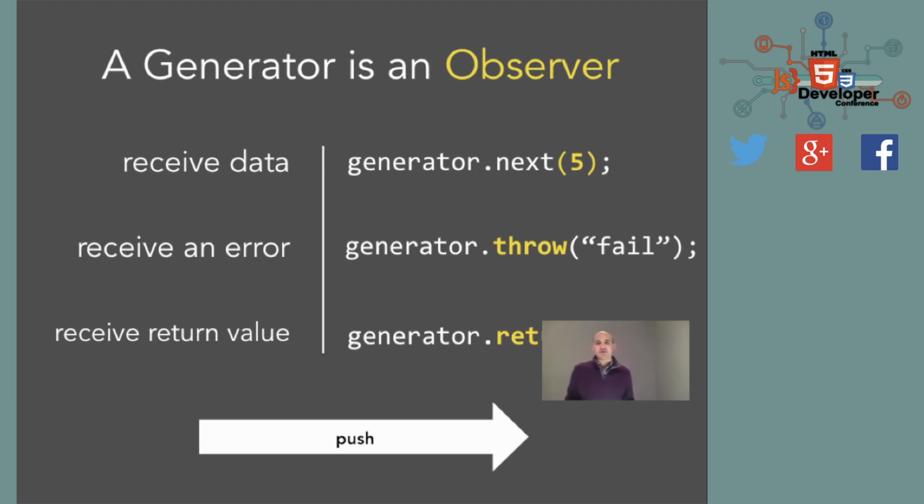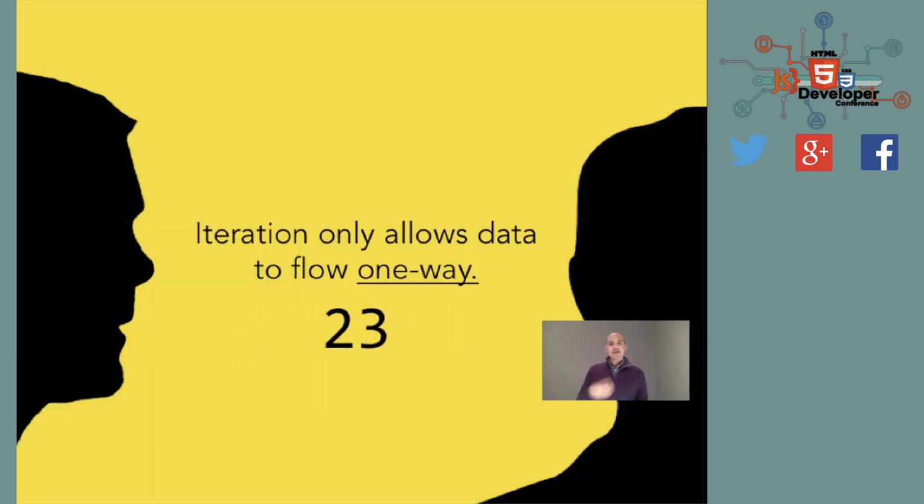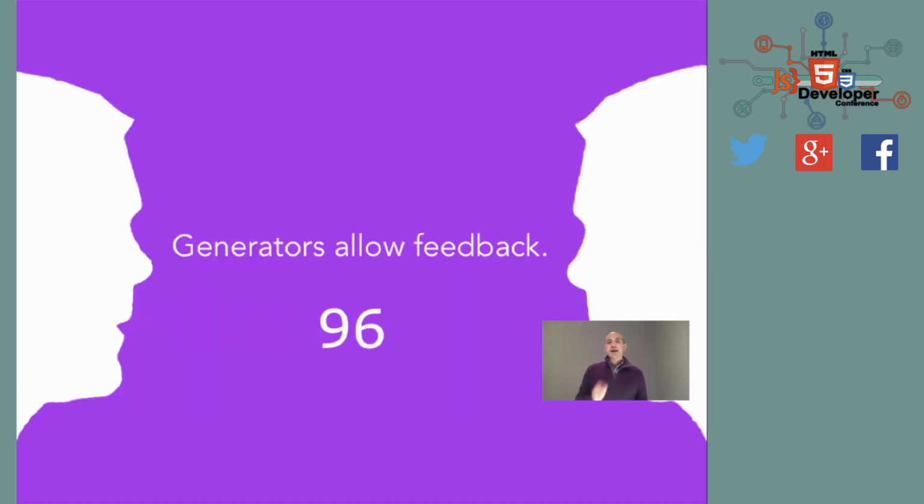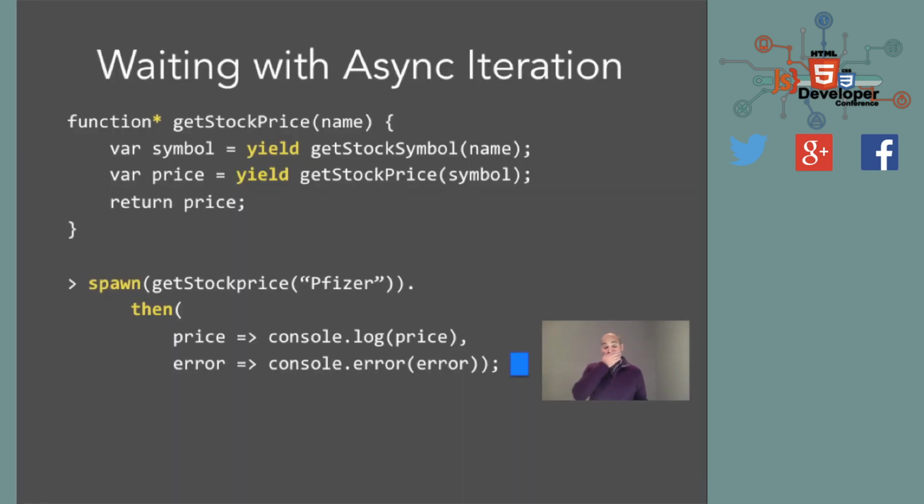Why would we want to do this? What's the value of being able to push a value back in? Well, iteration itself only allows data to flow one way from the producer to the consumer. But a generator allows feedback. So as we pull a value out, we can then turn around and push a value in at the same time. So what's this good for? Well, it allows us to build a pattern called asynchronous iteration. And asynchronous iteration is a really, really powerful way that we can combine promises and generator functions together to wait instead of block.